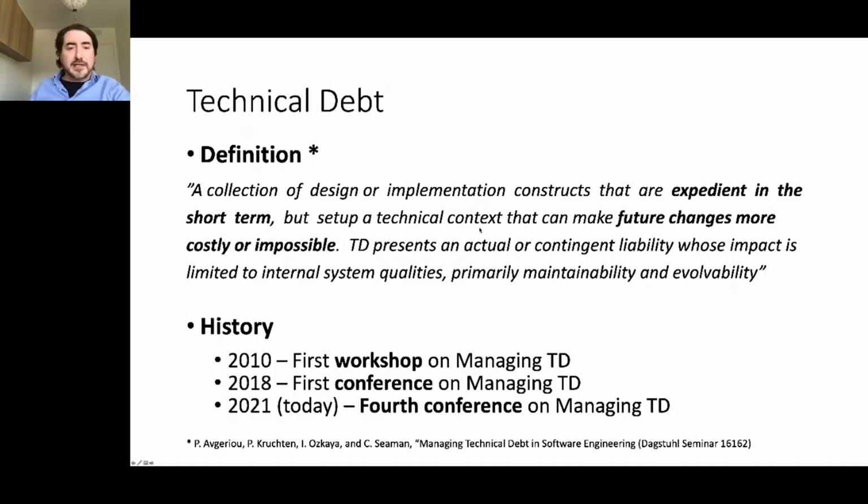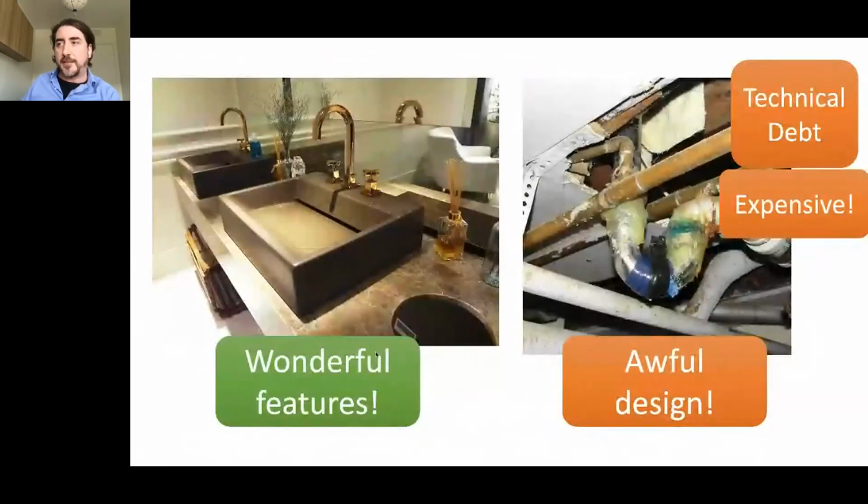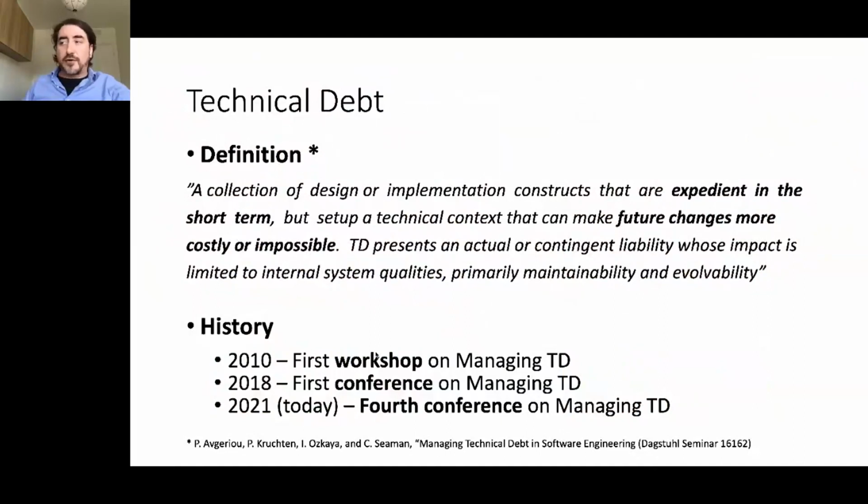So where does technical debt come from? Besides 1992, where technical debt was born, the history of Managing Technical Debt, first a workshop and now a conference, started in 2010. The first workshop on managing technical debt was in 2010, and technical debt became a conference in 2018. And today, this is the fourth conference on managing technical debt. So we are now over 10 years of research on technical debt, which is very exciting.